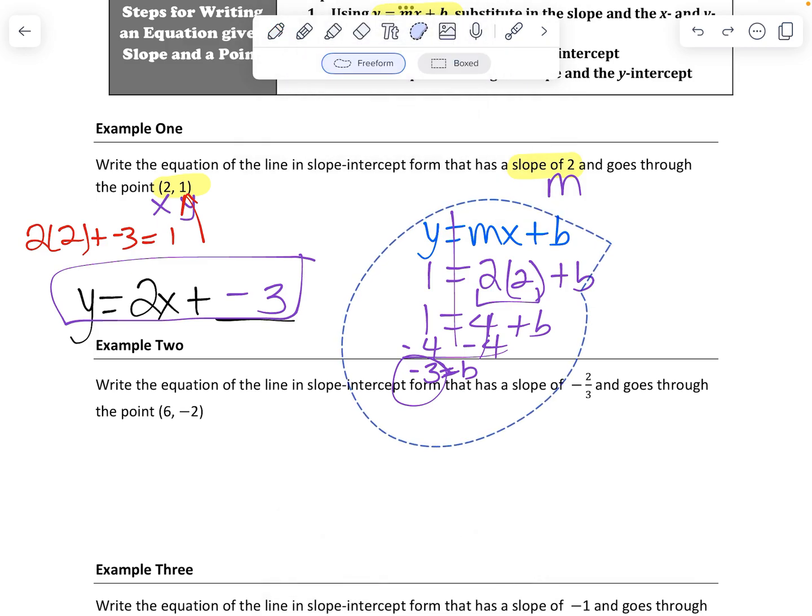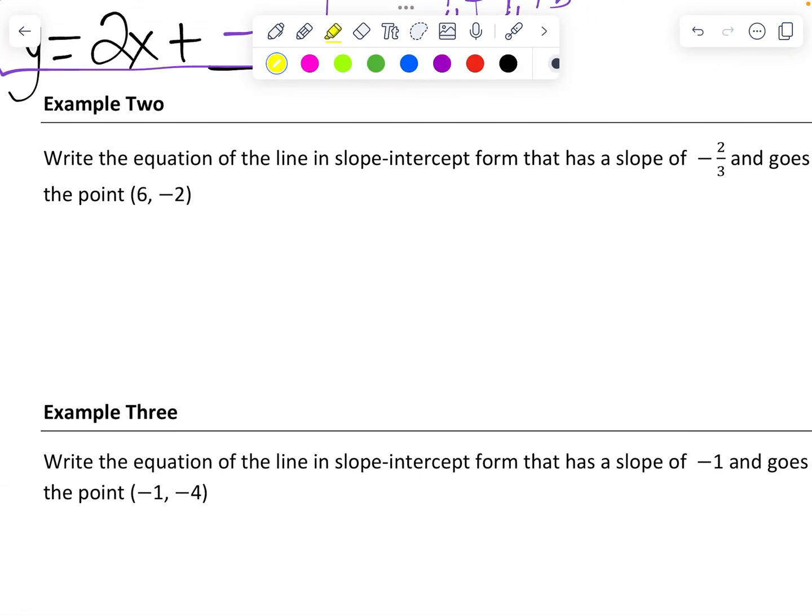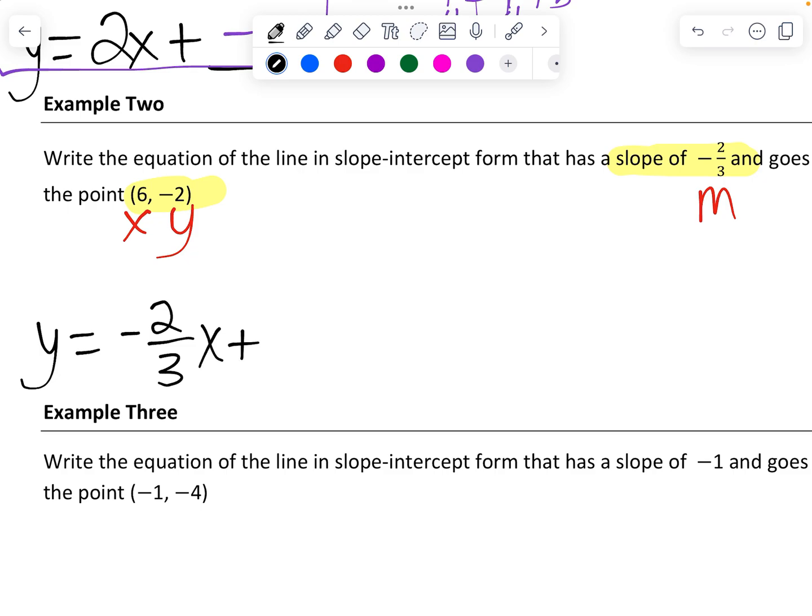Okay, let's take a look at number 2. So again, it's the same setup. We are given the slope and we're given an ordered pair. So we know that this is m, this is x, this is y. So automatically, I'm going to set up my answer, which is y equals my slope, which is negative 2/3 x, plus my missing b value.